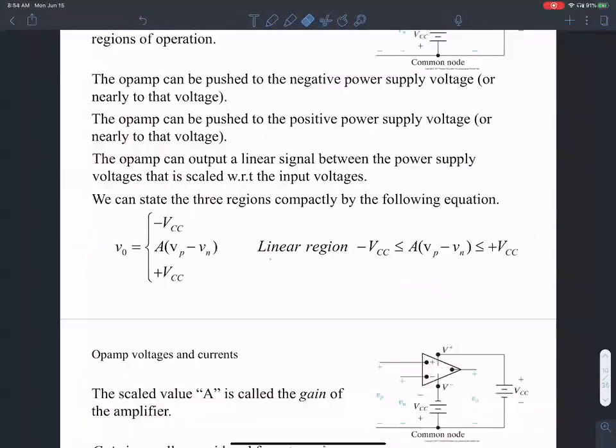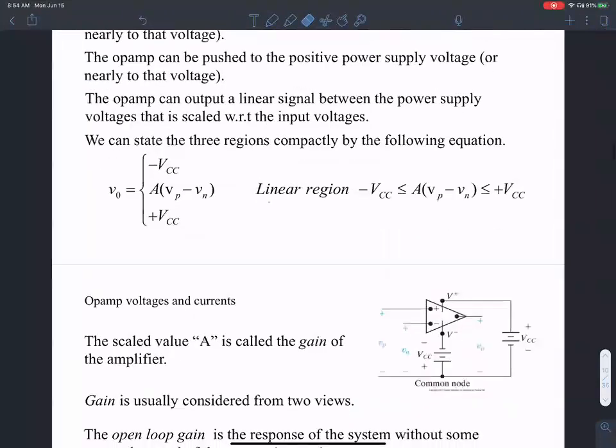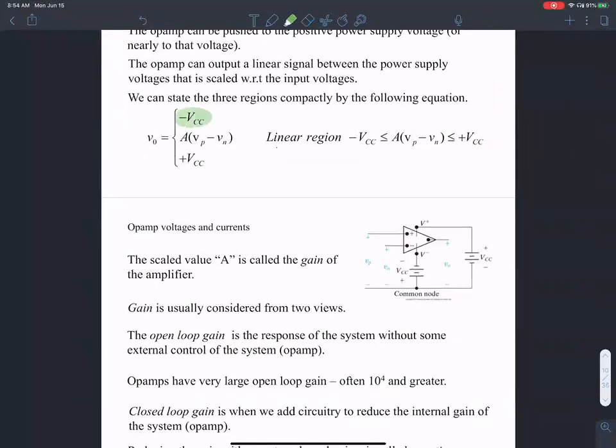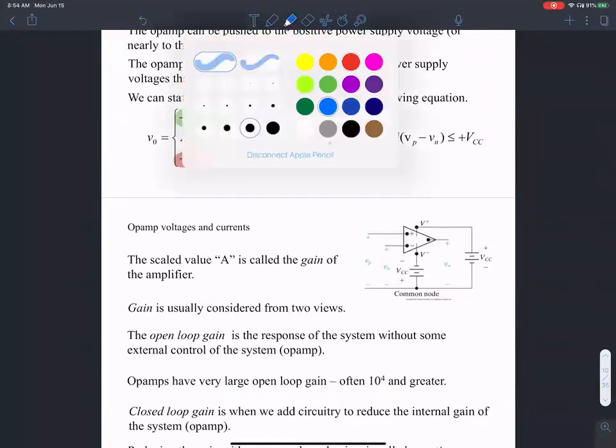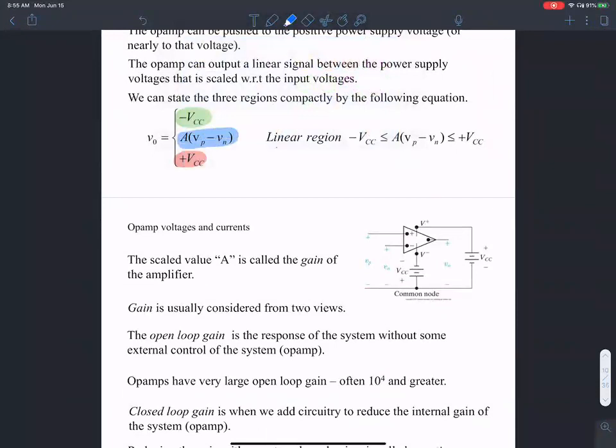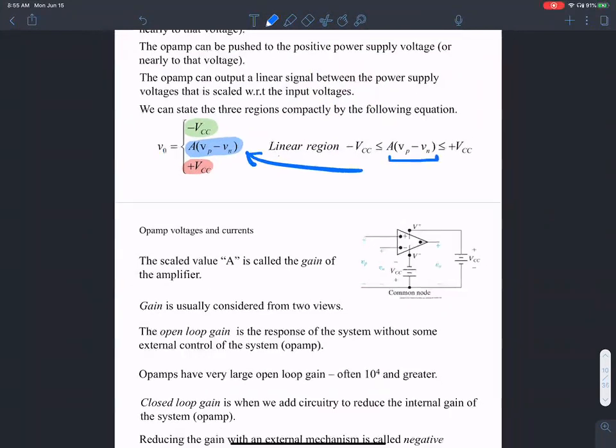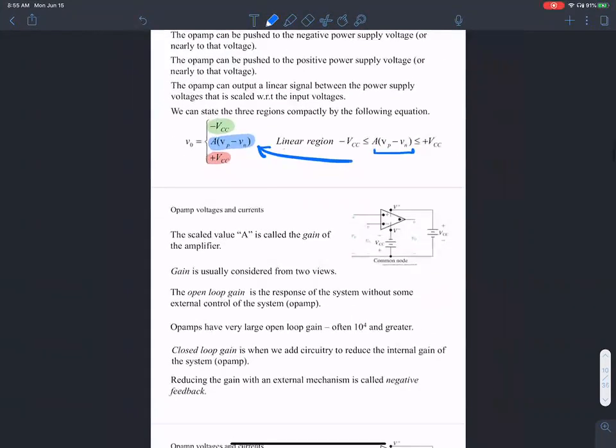All right, so let's continue here. Here are the three regions of operation: the floor, and this becomes much more apparent when we look at some problems, then the ceiling, and then the linear region of operation about which we care. We want to try to operate in the linear region where we get the amplification.